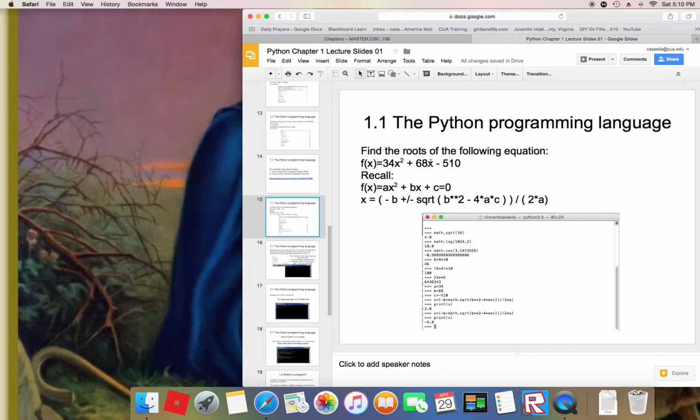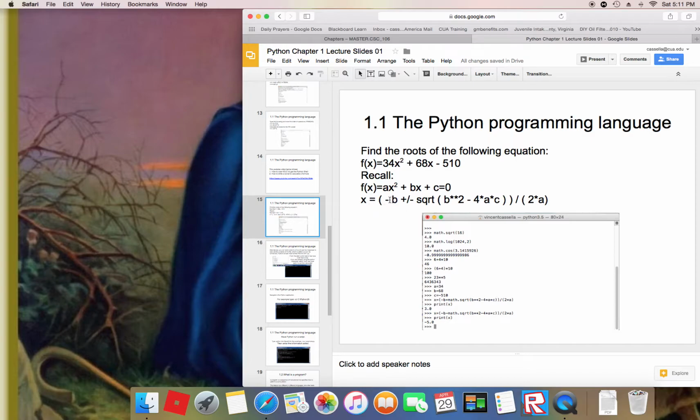So we can find the roots of this equation by solving the relationship where 34x squared plus 68x minus 510 is equal to 0. When we find the values of x such that 34x squared plus 68x minus 510 is equal to 0, those values of x are the roots of the equation. And in a math class, you can learn how to solve for that x.